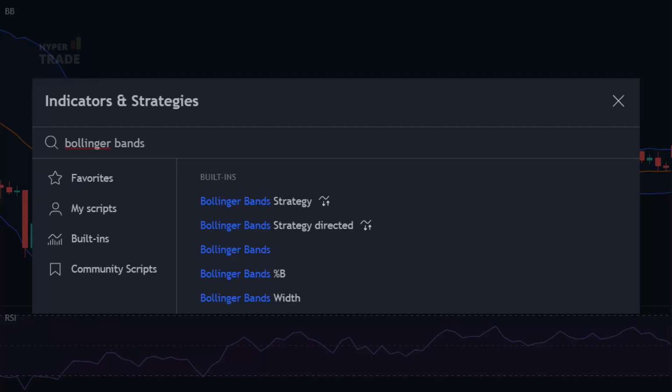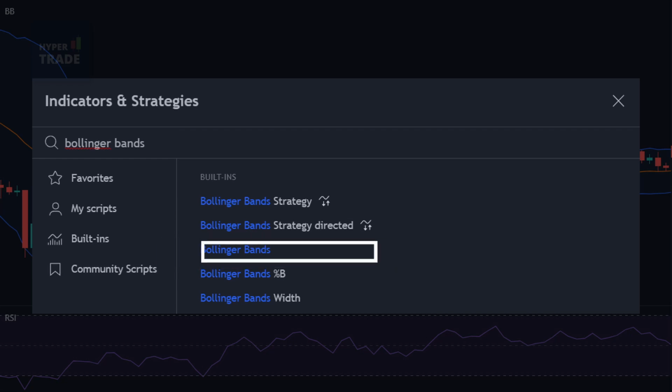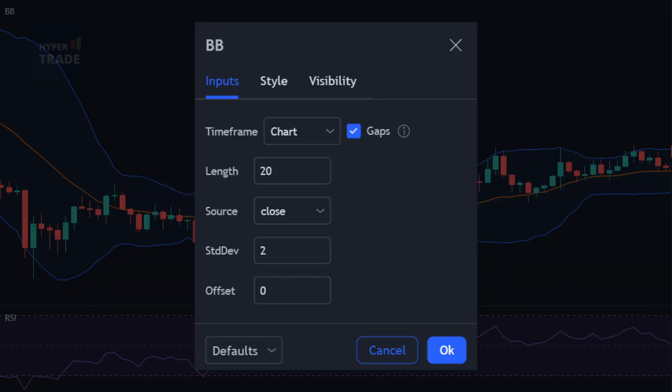Our first indicator is Bollinger Bands. You can find this indicator in the TradingView indicators list by typing Bollinger Bands. Then click to add this indicator into the chart. For this indicator, we will use the default settings, so we don't need to change anything here.